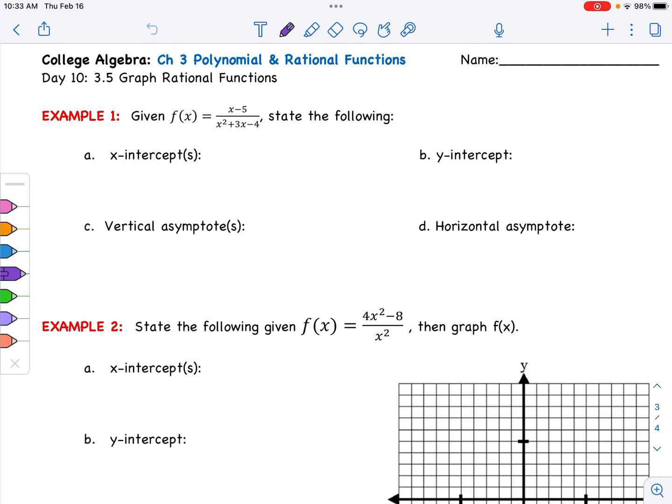Hi college algebra students, this is day 10 in chapter 3 about polynomial and rational functions. So what we're doing today is exactly like day 9. We're just going to do 3 examples, and if there's any questions, please make sure you bring them to class.